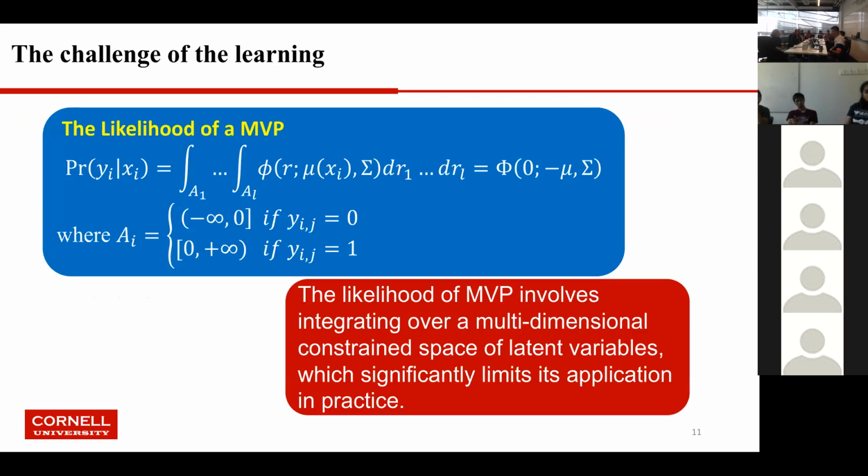So, though the multivariate probit model provides a nice formalization to model this correlated binary response, the learning of this model is still very challenging because, let's recall the joint likelihood. The joint likelihood itself is actually a high-dimensional integration over a constrained space. It doesn't have any analytical expression, so we can only estimate it using a sampling method.